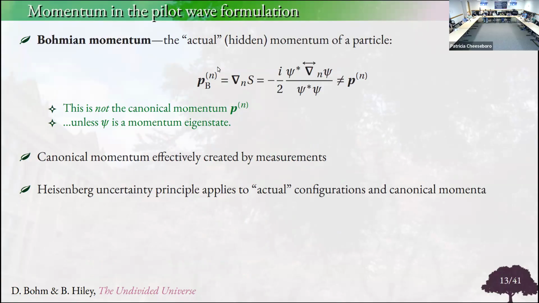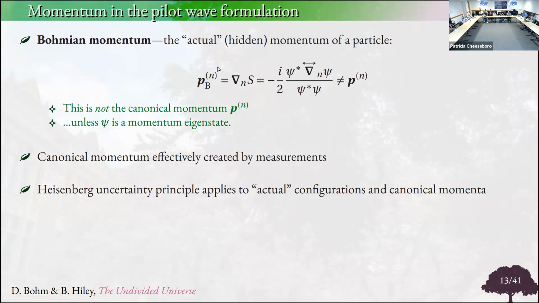However, this Bohmian momentum, as it's called, is not equal to the canonical momentum that you would actually measure in an experiment. And I probably should have mentioned on the slide this as an example. Whenever you have a real valued wave function, or a wave function whose phase is constant, like the ground state of the hydrogen atom, the gradient of the phase is going to be 0.